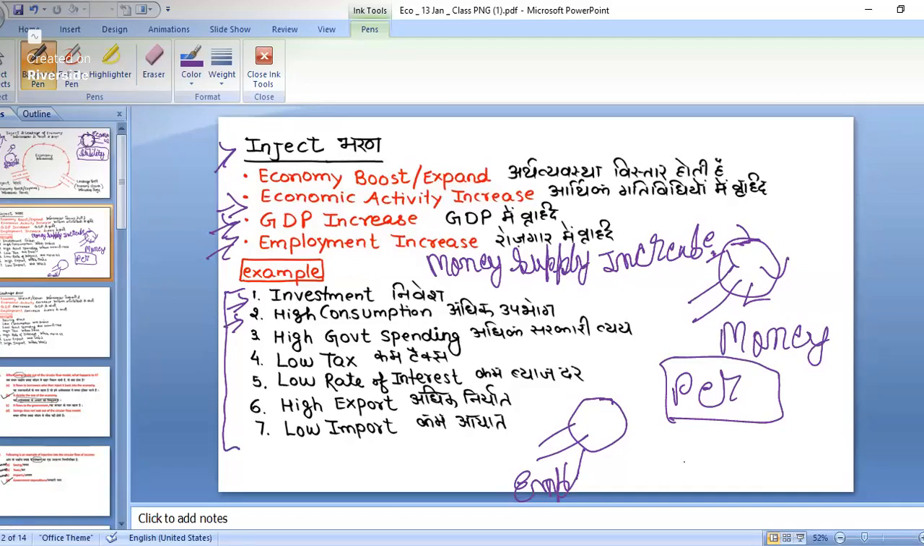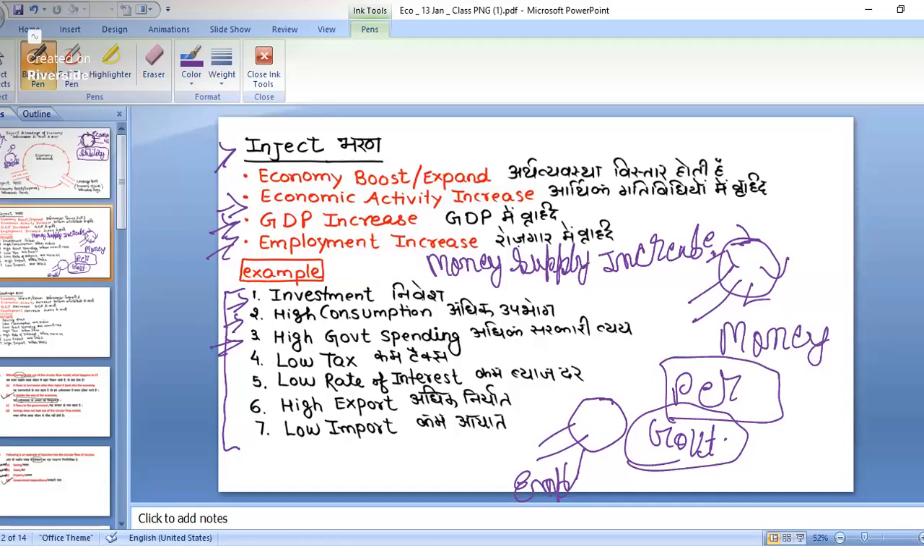So in that case, what will happen? When there is demand for production, there will be demand, and the activity will increase. So in this way, high consumption and high government spending. Suppose if the government is spending somewhere, then people will go and engage themselves in that particular work. So high government spending also will lead to the injection.